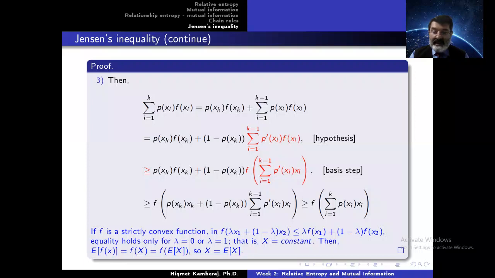Then the expected value of f of X is equal to f of the expected value of X. So X is equal to the expected value of X, for X being a constant. So this proves the complete theorem.